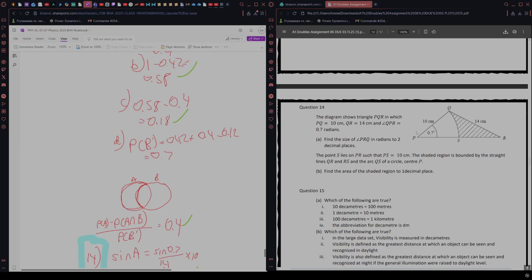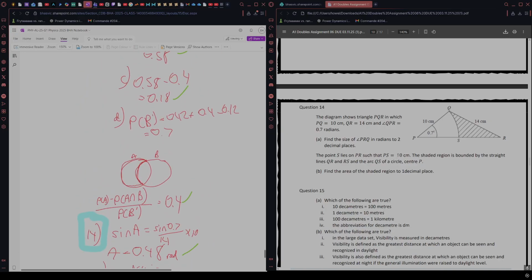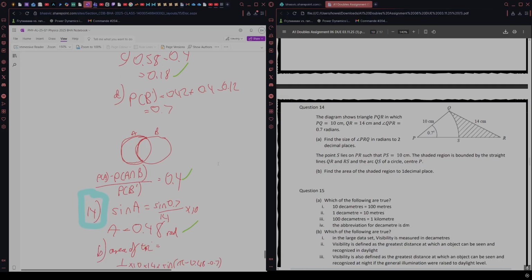Next question, we just have some triangle sector stuff. So find the angle of PRQ. This actually took me a while to see because we haven't done sine rule since GCSE. So this is literally just sine rule, and you find it at 0.48 radians.